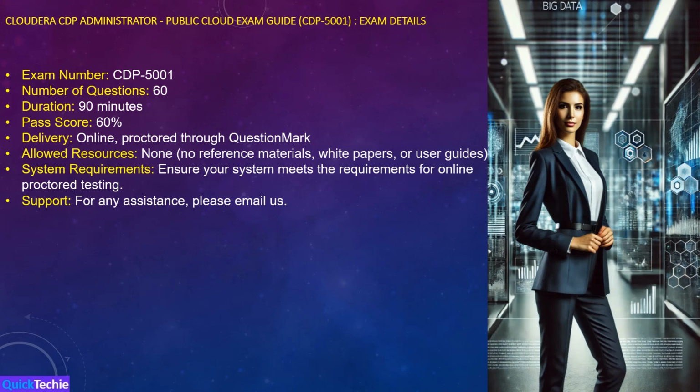The real exam number is CDP 5001, and it consists of 60 questions. You'll have 90 minutes to complete the exam, and you'll need to achieve a pass score of 60% to succeed. The exam is delivered online and is proctored through QuestionMark. Make sure to review the system requirements ahead of time to ensure your system is ready for proctored testing.